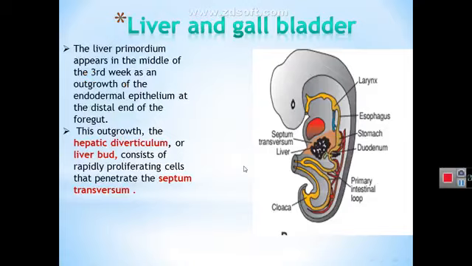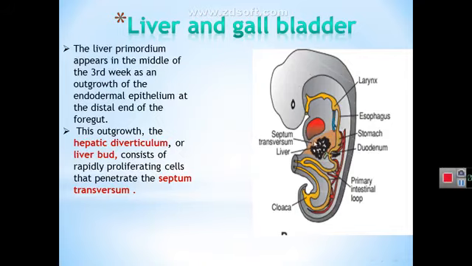Development of the liver and gallbladder. The liver primordium appears in the middle of the third week as an outgrowth of the endodermal epithelium at the distal end of the foregut. This outgrowth, the hepatic diverticulum or liver bud, consists of rapidly proliferating cells that penetrate the septum transversum.